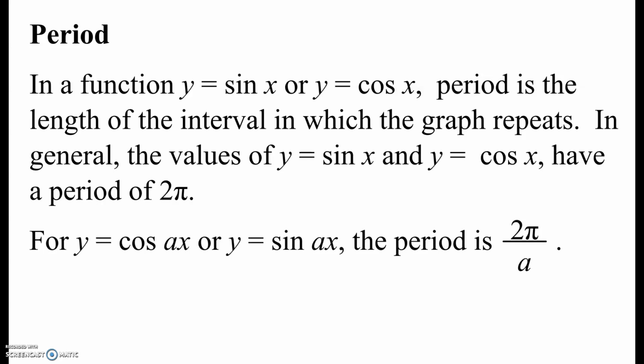This lesson, we're going to talk about something a little bit different. It's called the period. In a function y equals sine x or y equals cosine x, the period is the length of the interval in which the graph repeats. In general, the values of y equals sine x and y equals cosine x have a period of 2 pi. If we change those functions and take y equals cosine of a times x or y equals sine of a times x, then to find the period, we take 2 pi and we divide by a.